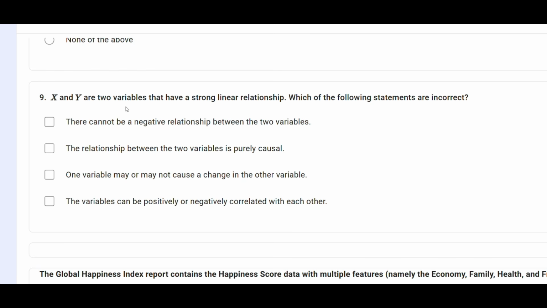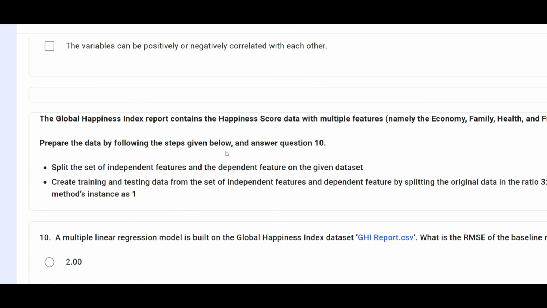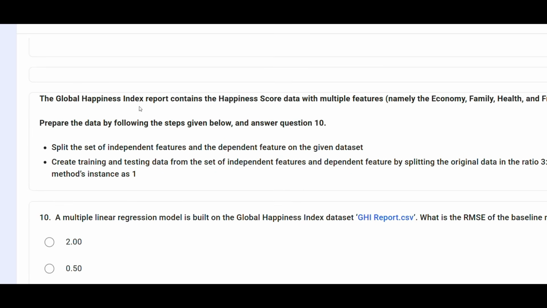Then come to the ninth one. X and Y are two variables that have a strong linear relationship. Which of the following statements are incorrect? So the incorrect one: there cannot be a negative relationship between two variables.